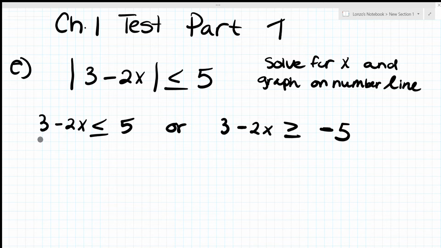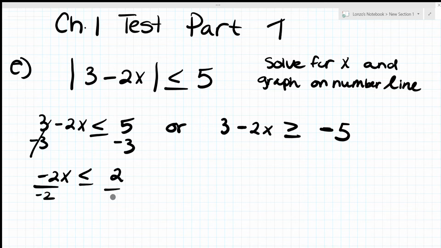So over here, I'm going to subtract 3 from both sides. This cancels, right? So you're left with -2x is less than or equal to 5 minus 3, which is what? 2? Yes, 2. And then I want to solve for x, so I'm going to divide by -2. So what happens when you divide or multiply by a negative? The sign changes, so it's going to be x is greater than or equal to -1, right? 2 divided by -2 is -1.